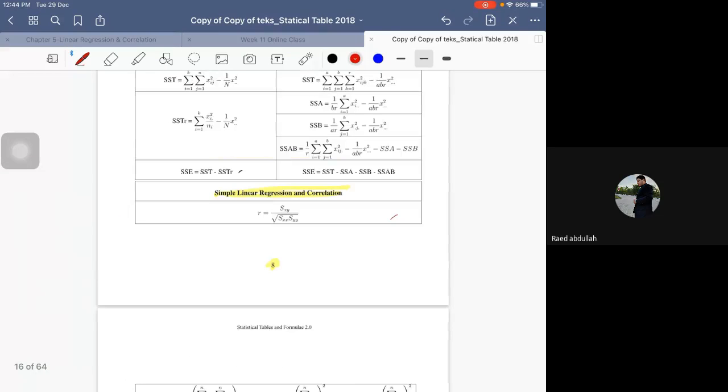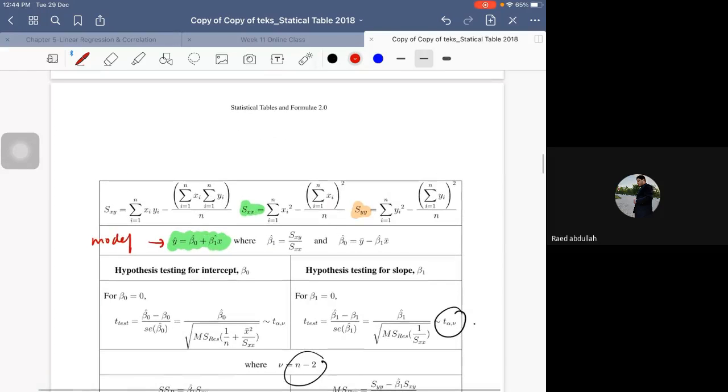And in the correlation coefficient, there are 3 important components that you have to find: SXY, SXX, and also SYY. And how do you find them? There is going to be a specific formula for each of them. This is the formula for SXY, SXX, and SYY. And even the model is given over here. And how do we calculate beta 1 and beta naught? It is also given in this table right here. So all you have to do is know how to use it and how to refer to it.